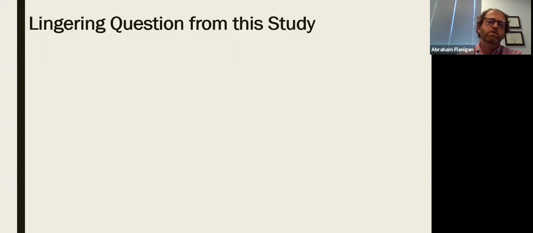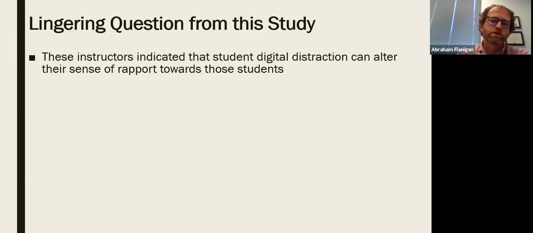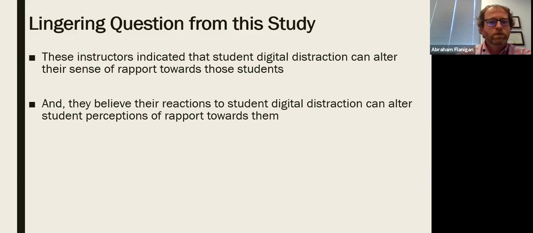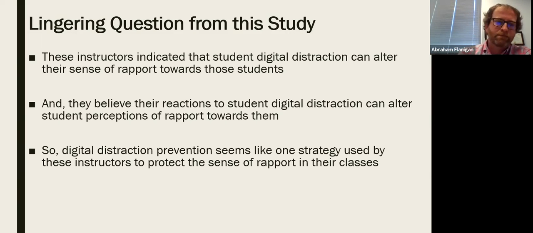And it left me with this lingering question. These instructors indicated that student digital distraction can alter their sense of rapport towards those students. If I see you on your phone a lot, I might feel a little more negatively about our relationship. I might view you as being disrespectful in the classroom. They also believed that their reactions to student digital distraction could alter student perceptions of rapport towards them. So digital distraction prevention seems like one strategy that can be used by these instructors to protect the sense of rapport in their classes.